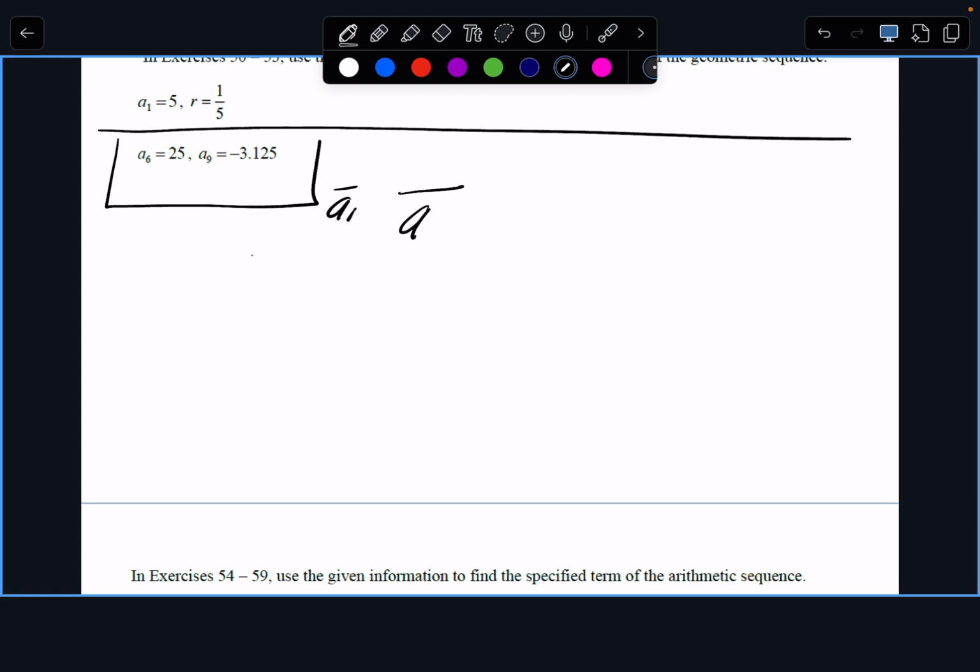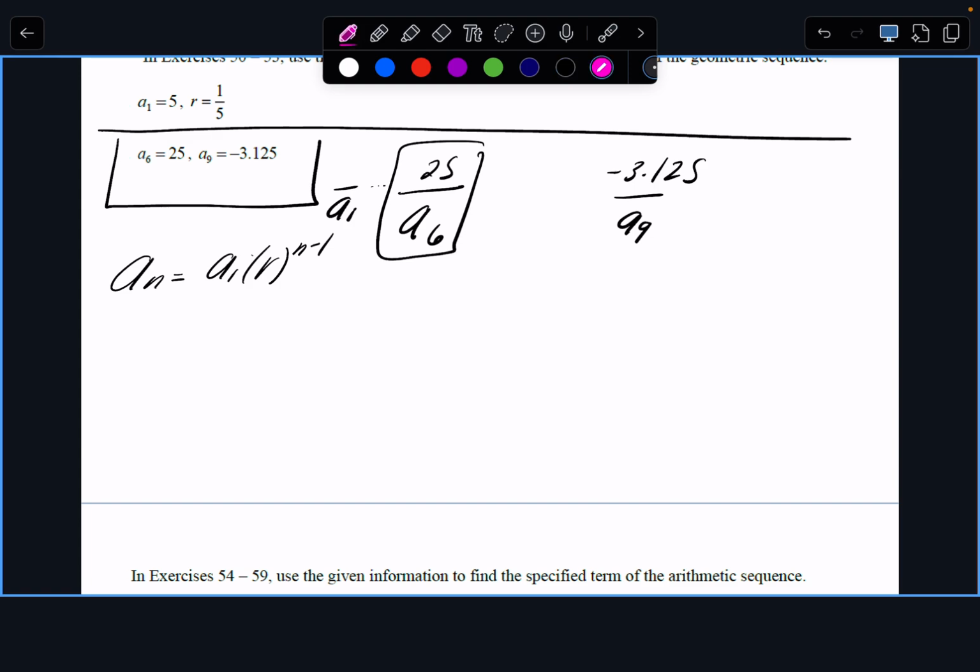So we know a sub 1, we don't actually. We know a sub 6 is 25, and we know a sub 9 is negative 3.125. It's geometric, so this is what you would do. A sub n equals a sub 1 times r to the n minus 1. Let's start with this box. N equals 6 here. So what is a sub n? It's not 6. Oh, that's a common error. It's not even a sub 6.